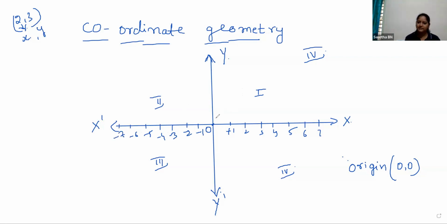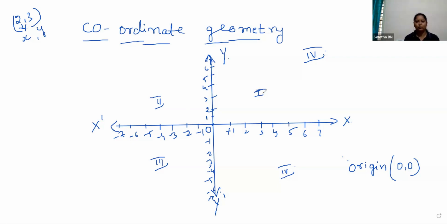On the y-axis, positive numbers go on the upper side, and negative downwards: -1, -2, -3, -4, -5, -6, -7. Right, children? So like this, the x and y axes are dividing the plane into 4 quadrants.